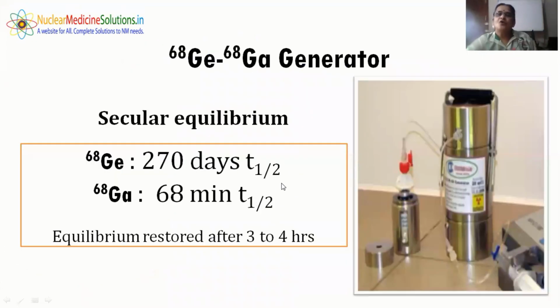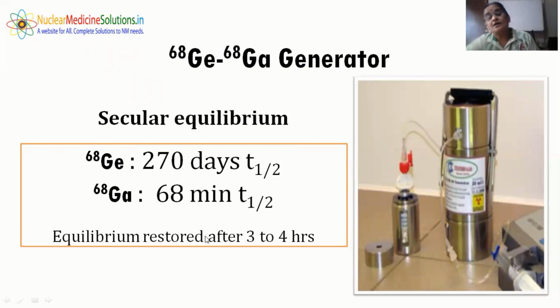Now let us go to the gallium PET generator, the gallium-68 PET generator. As I had told you, it follows secular equilibrium because there is so much difference between the half-lives. The parent half-life is more than 100 times the daughter radionuclide's half-life. Gallium-68 has a 68 minutes half-life, while germanium-68 has a 270 days half-life.